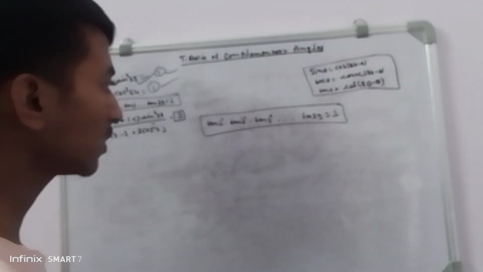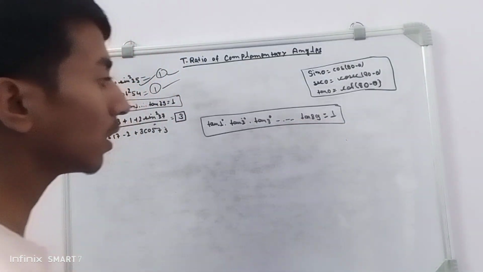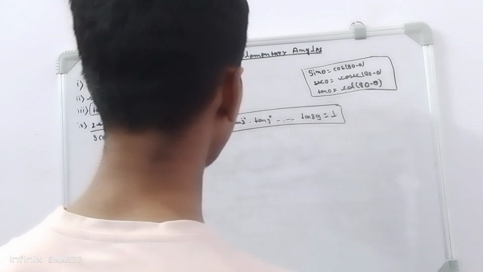But how will you proceed with this one? This means it will go up to tan 89 degree. So how will you solve this one?